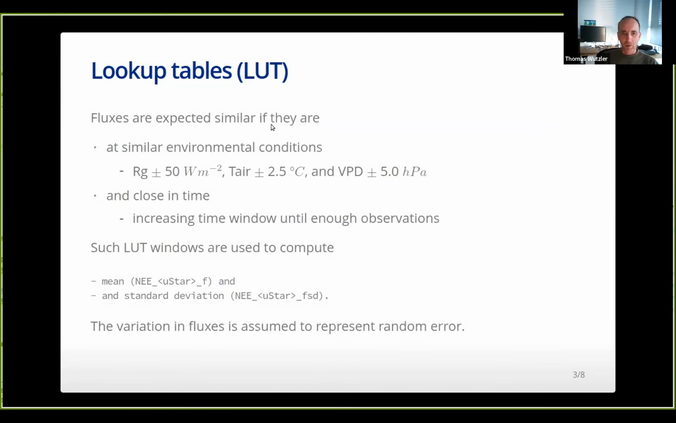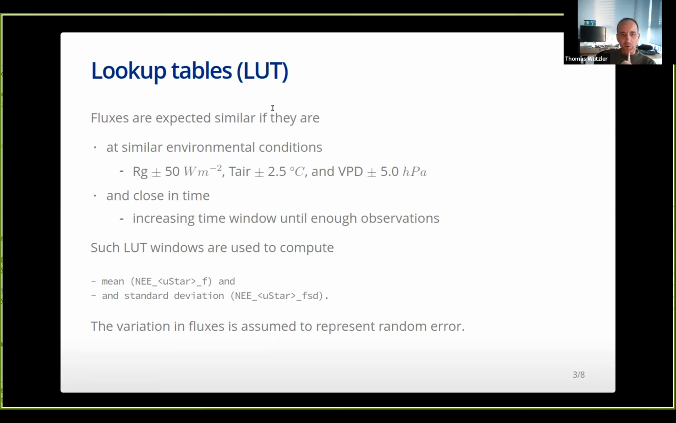How do we do this? There are two methods that are implemented in REddyProc, which are later on combined, and the one is called lookup tables. And they assume that fluxes are similar if they have similar environmental conditions and are close in time. So if you have the same temperature, the same water vapor in the air, and the same radiation during 2 or 3 days, you can assume that your ecosystem will have a similar flux. And if you increase the window when you look for those similar conditions, you will include more and more observations. Of course, then you also get some bias across time because your frequency changes.